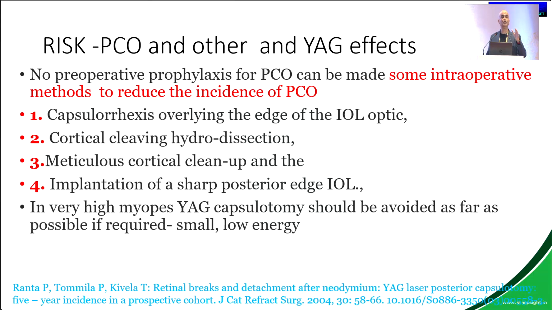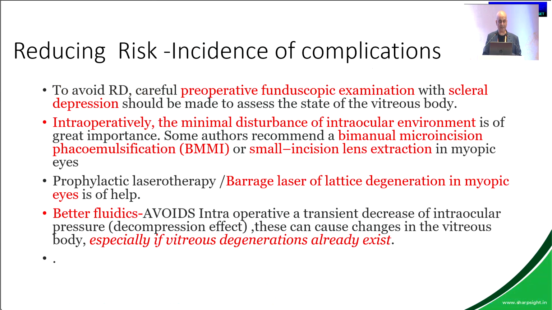Now, what are the issues you may have once you have a patient who's got a high myopia and has a PCO? There are studies which say that when you do a YAG laser for these patients, the incidence of retina detachment is shown to go up. So there are some tricks which are given in the literature which you can use during the surgery so that your PCO is less. You make sure that your capsular axis covers the anterior edge of the lens. Cortical cleaving hydrodissection, make sure that the little fibrils and the epithelium on the bag is taken away. Meticulous cortical cleanup, and using special sharp edge lenses which make sure that the migration of the cells does not happen.